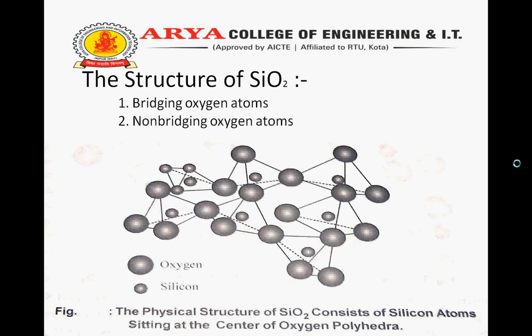It is amorphous and is thermodynamically unstable below 1710 degrees centigrade in the temperature range of interest. The rate of crystallization for most microelectronic processing is so slow that it can be neglected. The structure of SiO2 is shown in the figure.